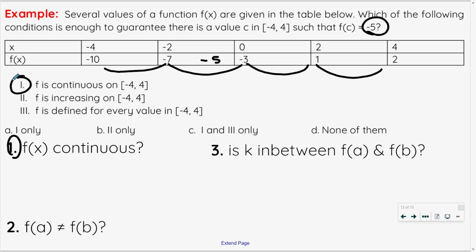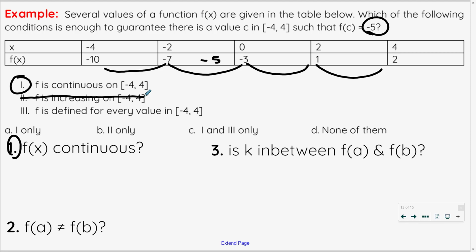Now let's look. Does it matter that f is increasing? Remember when I first introduced this to you, I showed you whether it was increasing or decreasing. The intermediate value theorem applies in both, so this doesn't matter. And then the next one, f is defined for every value in between -4 and 5. Does it matter that it's defined at every value? Well, if it's continuous, it's automatically defined for every value. So statement number 1 accounts for statement number 3. If it's continuous, it has to be defined.